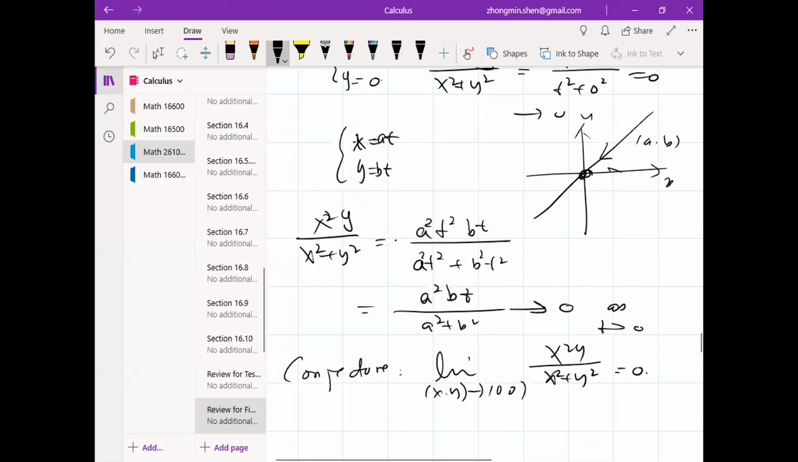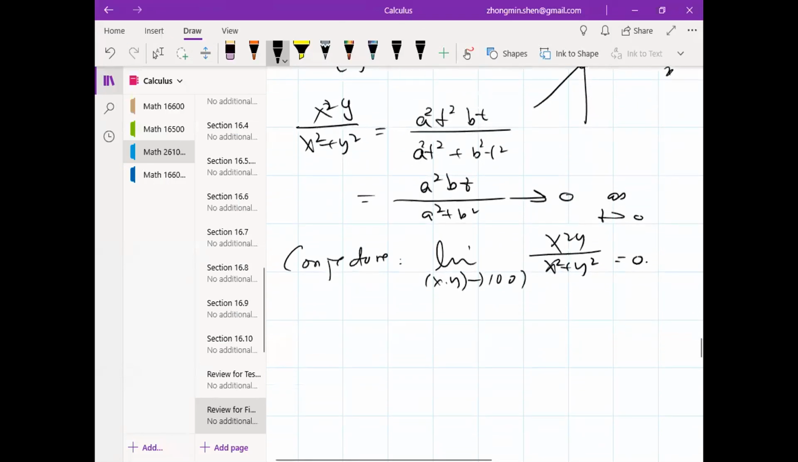Very careful. All right, so this is just a conjecture. We can only make a conjecture. Now, how do you prove the limit is going to be 0? You need the following important inequality, which you may need: 2 absolute x absolute y is less than or equal to x squared plus y squared.